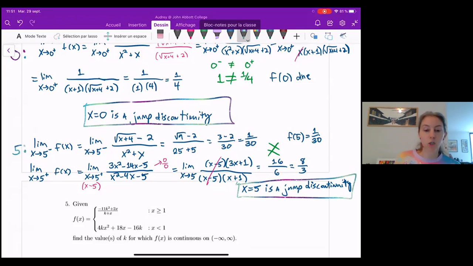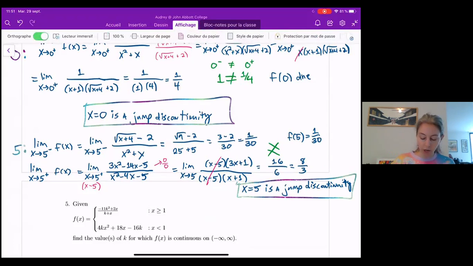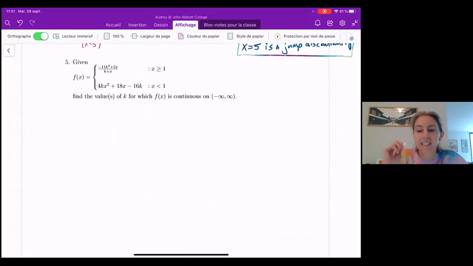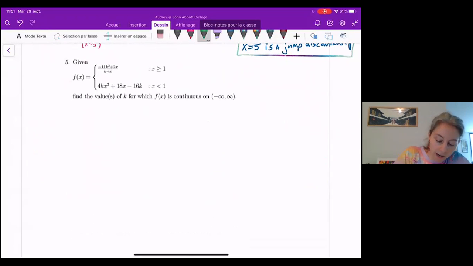And this brings us to our last question, which is to find the values of k for which f of x is continuous everywhere. And we're going to follow the same steps that we followed for the last question, which one is to find values that aren't in the domain. And with this type of question, that is rarely a useful step, but in this particular version, it actually is useful. And then we're going to figure out what's happening at the breakpoint.